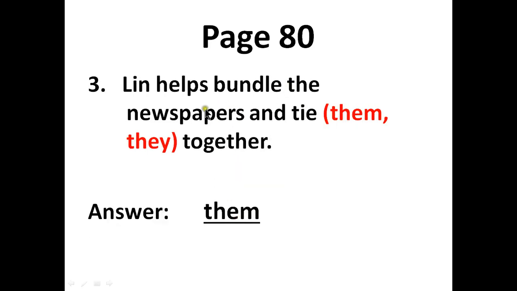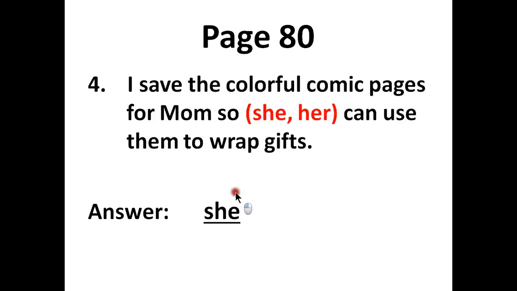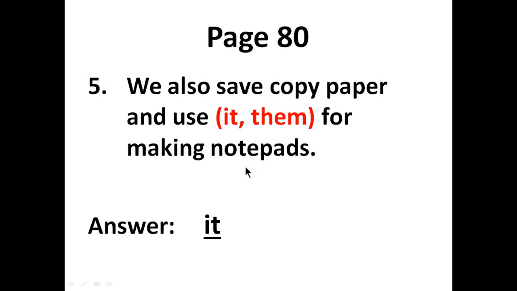Number 3. Lynn helps bundle the newspapers and tie them together. Newspapers are a plural noun, so we will say them. Number 4. I save the colorful comic pages for mom so she can use them to wrap gifts. Mom, as you know, is a female character, so we will replace the word mom with the relevant pronoun she. And the last sentence of exercise A: we also save copy paper and use it. Copy paper is a singular noun, so we will use the pronoun it to describe copy paper.